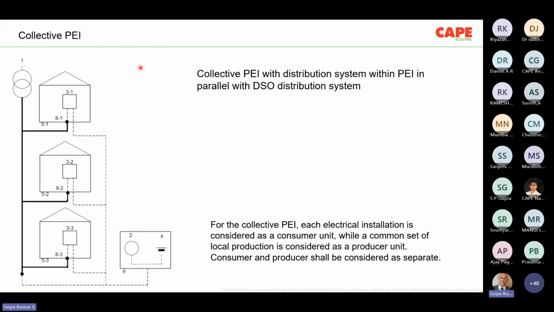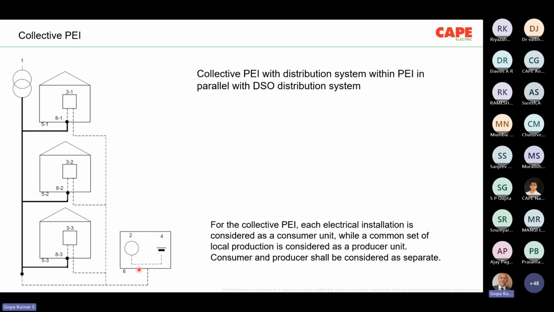So collective PEI with the distribution system within the PEI in parallel with the distribution system operator's distribution system. For example, this is another concept where you have the distribution system, the transformer. At each of the consumer premises, there is an electricity supply. You can see here 51, 52, 53. These are the consumer premises. Electricity supplies are there. Load-using equipment 31, 32, 33.